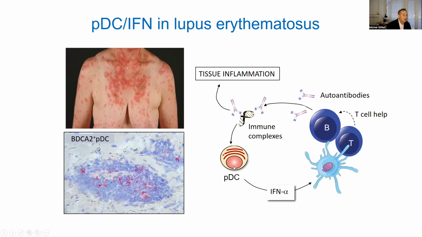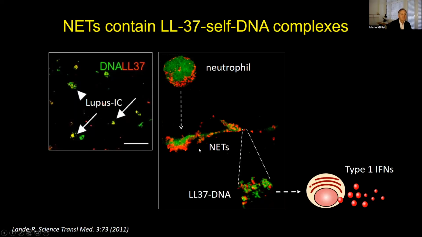And what we looked at is whether these immune complexes also contain antimicrobial peptides, such as L37. This was indeed the case. Here is a simple staining of immune complexes that fall out of solution for DNA and L37. And we found that these complexes originate from neutrophils. They contain also other neutrophil-derived proteins.